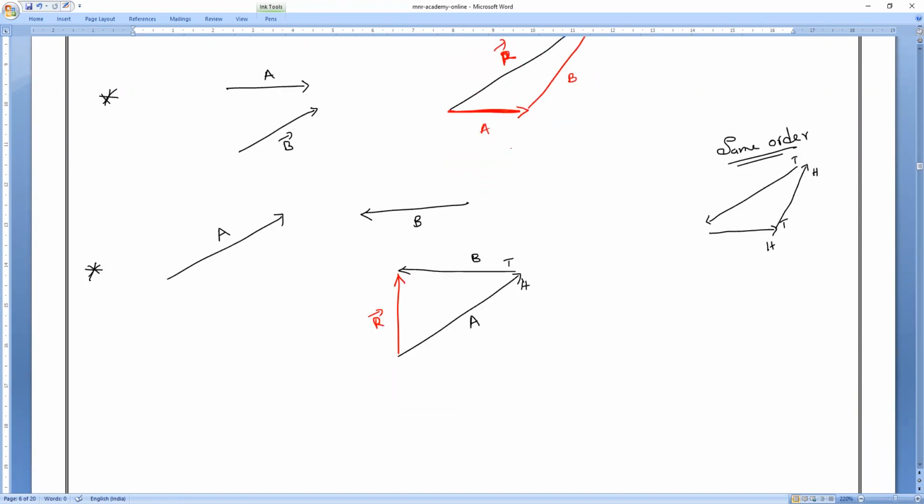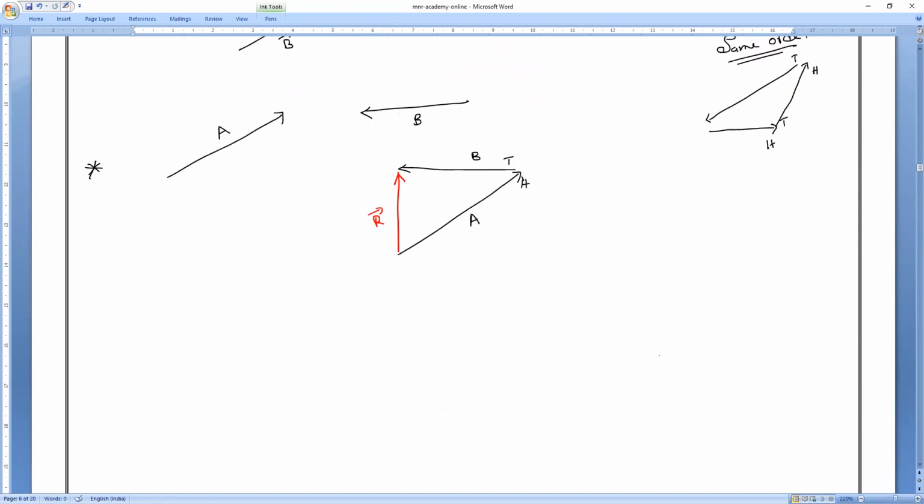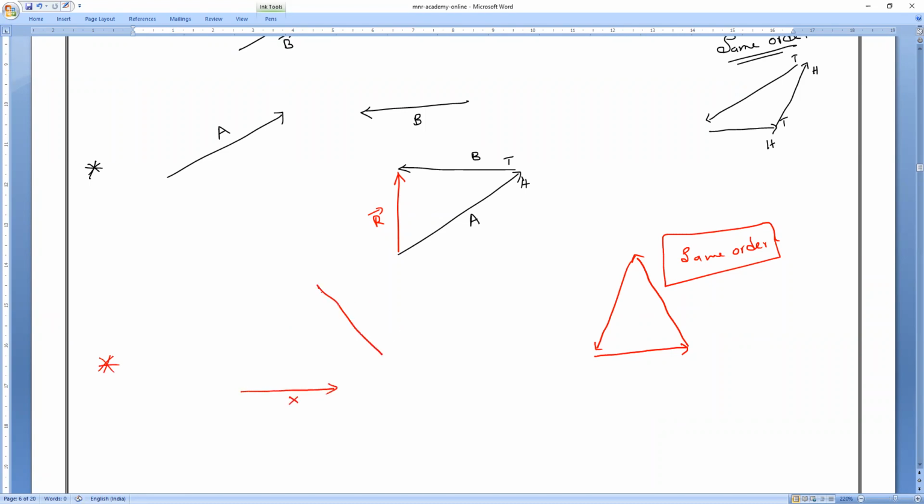Nothing responding. That is what you have to remember. Understood? So, for example, I will form a triangle. If I draw a triangle like this, then is this the same order or opposite order? Same order. So the resultant vector must be in the opposite order or the same order? Opposite order. Understand? So for example, this is one vector x and this is another vector y. Can you tell me what is the resultant vector?